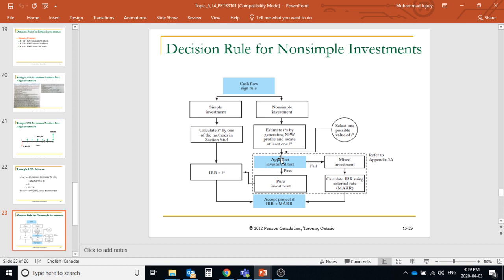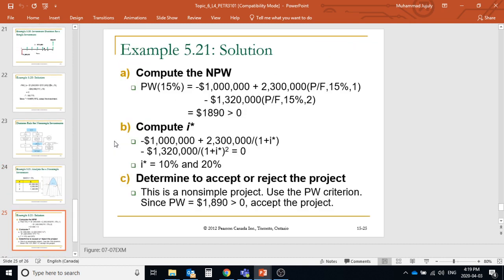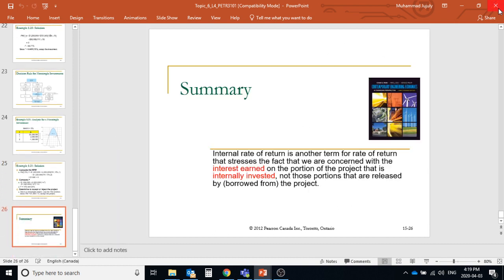Decision making rule for non-simple investment. This is the flow diagram: the cash flow sign rule, simple investment, non-simple investment, and how we can calculate the IRR through the iterative method, then pass or fail, and that's the criteria. The IRR should be greater than MARR. You don't need to go to this 0.21. That would be okay. So this is all about chapter 5.